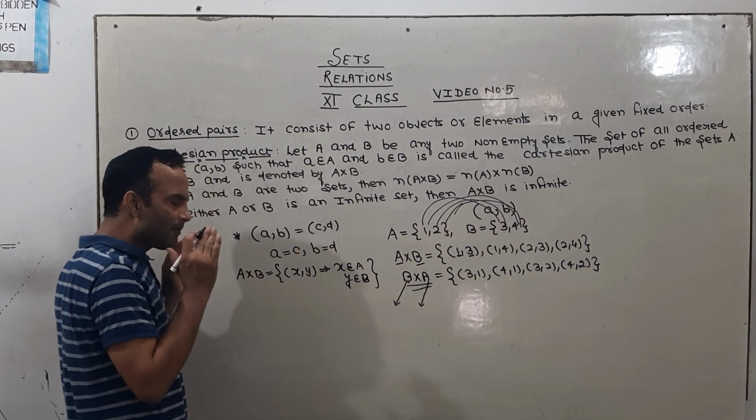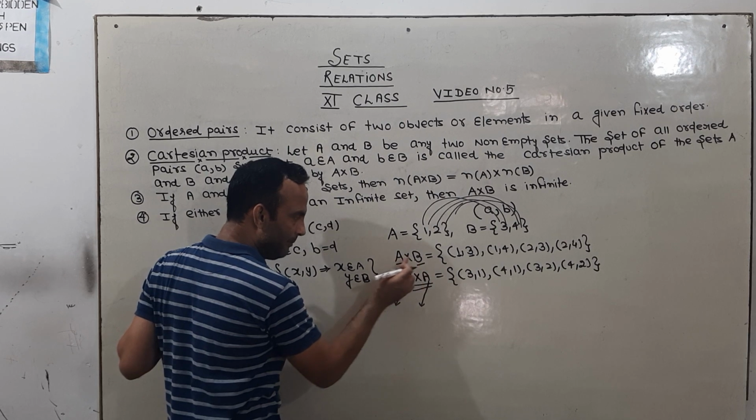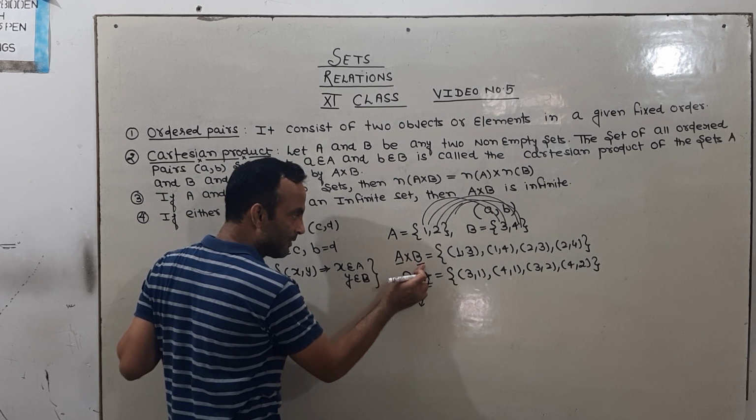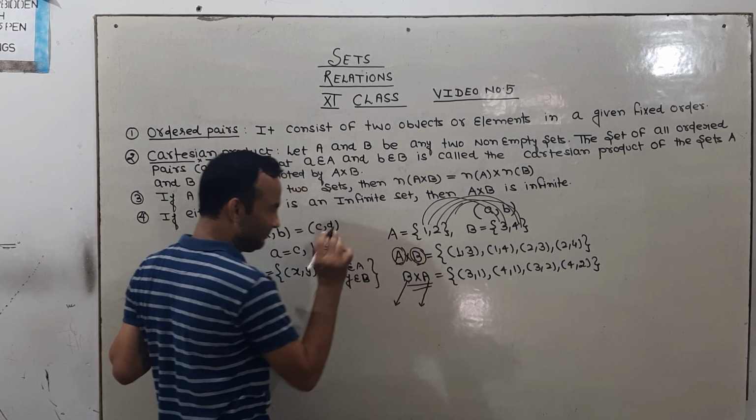यानी जब भी आप कार्टेशियन प्रोडक्ट करेंगे, जैसे फॉर एग्जांपल इन दिस प्रॉब्लम A क्रॉस B मींस कार्टेशियन प्रोडक्ट बिटवीन A एंड B मींस पहला आप एलिमेंट A का लिखेंगे उसके बाद B का लिखेंगे.